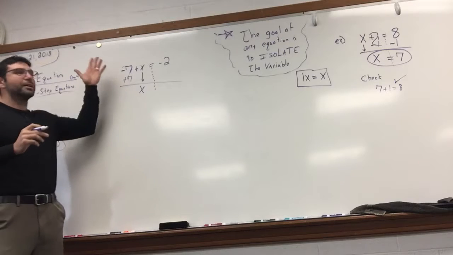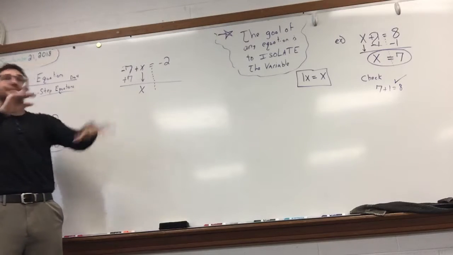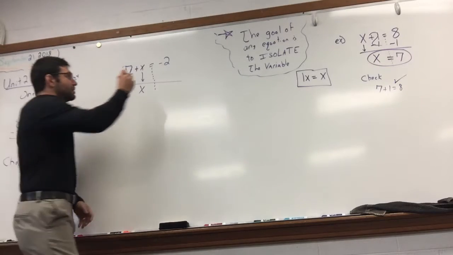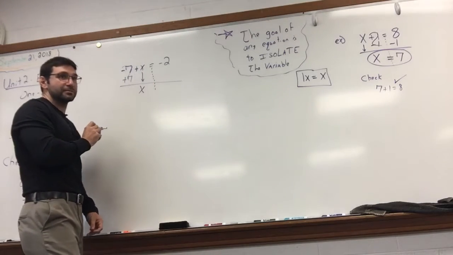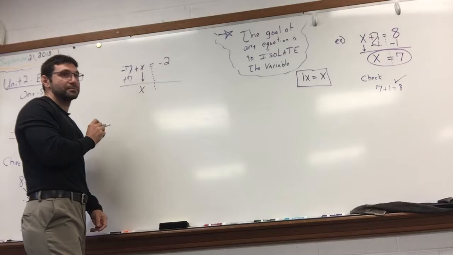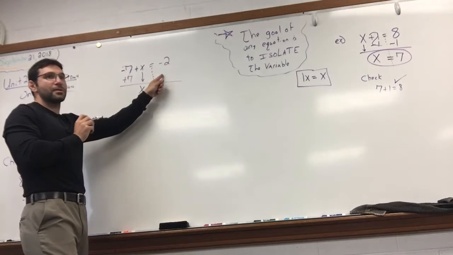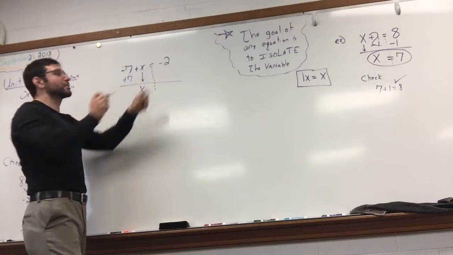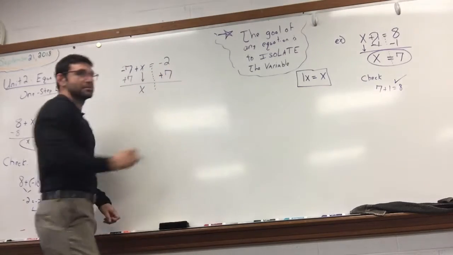What do I do if I change this left side? We added 7 fingers to one side. What do I have to do to the other? I do the same thing. So what am I going to do? Tell me. We took -7 and we added 7. So what are we going to do to this side? Add 7. Everybody with me?